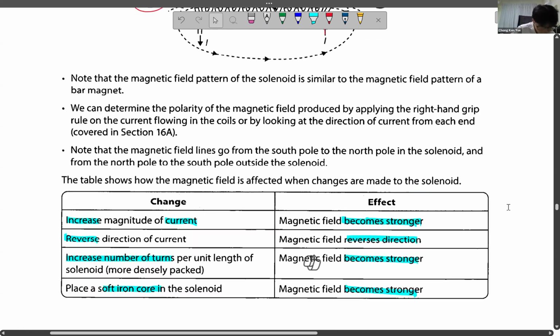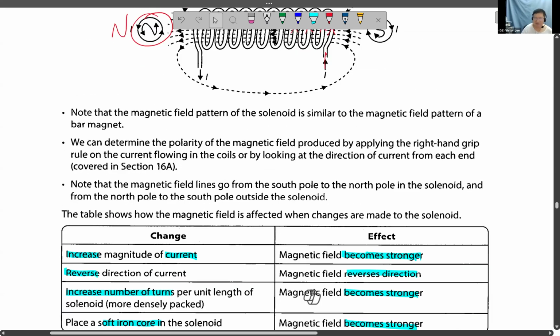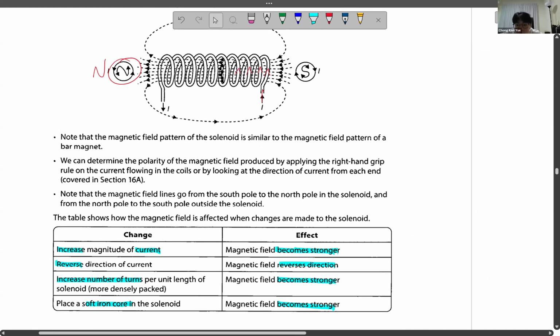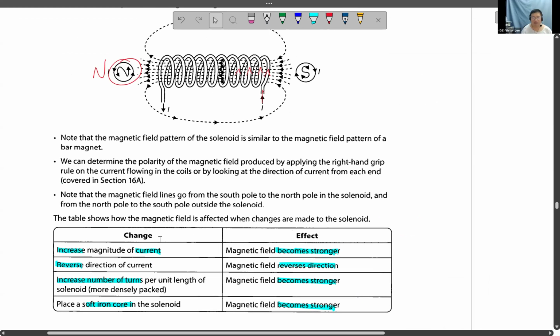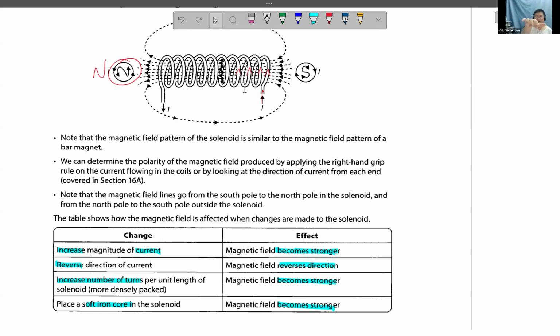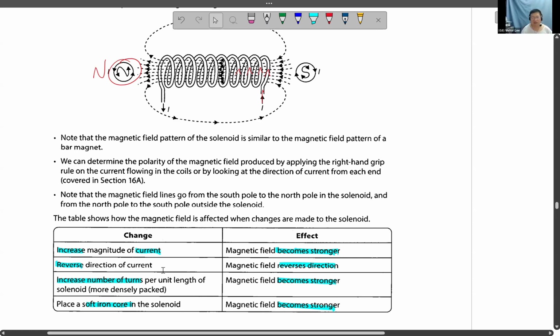Let me look at this coil here. Current flowing from the front to the back. When you increase the current, you increase the magnetic field. When you reverse the current, the current flows from the back to the front. If you look at my hand, can you see? It flows north to the back, but if the current flows to the front, then this is north. You will change direction. By having more turns here, you increase the magnetic field. By having a soft iron in the center, also increase the magnetic field. So memorize: increase the current, increase the number of turns, put a soft iron in the center, it all increases the magnetic field.